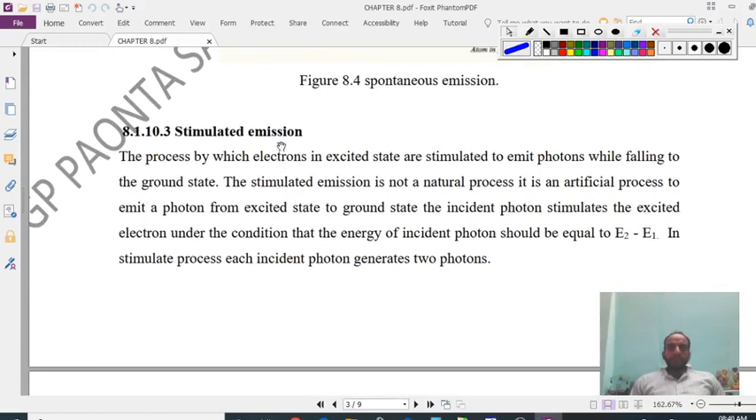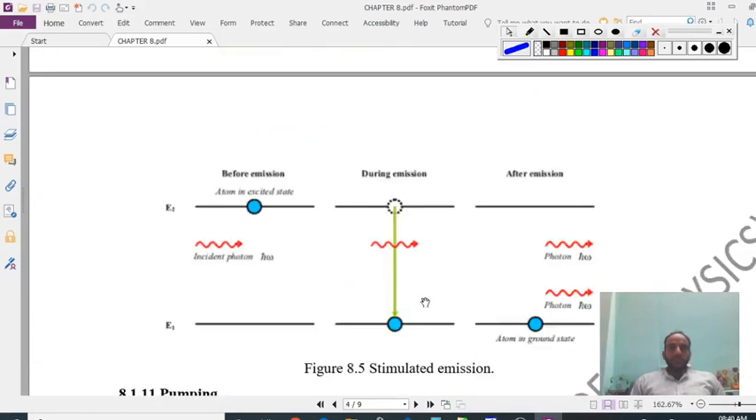Next is stimulated emission. The process by which electrons in excited state are stimulated to emit photons while falling to ground state. The stimulated emission is not a natural process. It is an artificial process to emit a photon from excited state to ground state. The incident photon stimulates the excited electrons under the condition that the energy of the incident photon should be equal to E2 minus E1. In the stimulated process, each incident photon generates two photons.